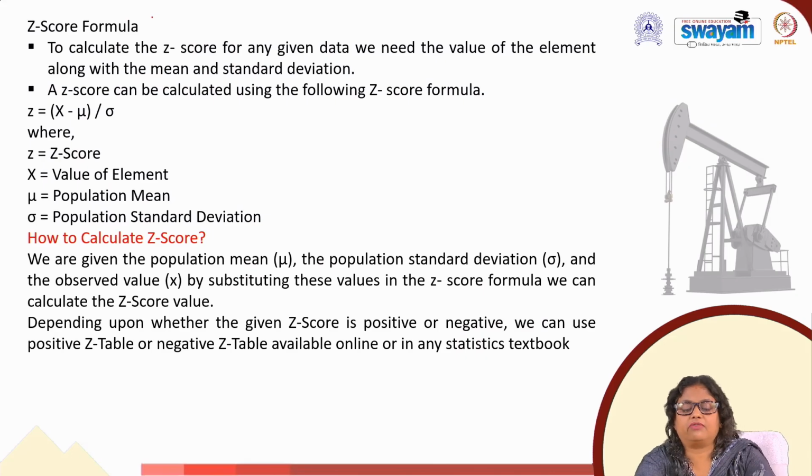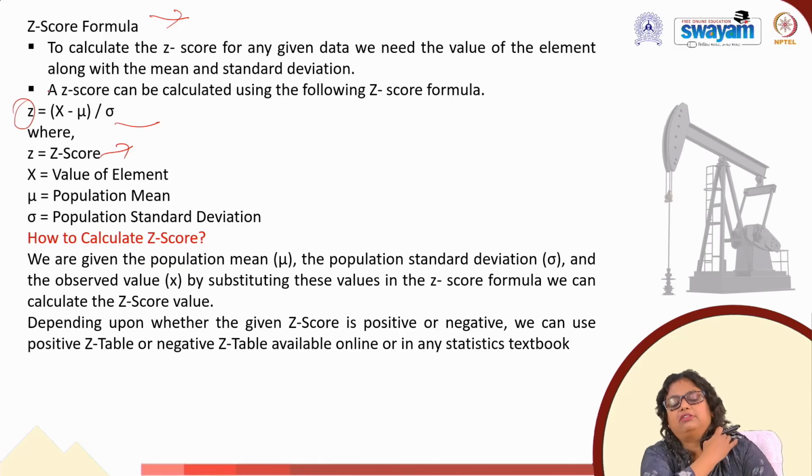Okay, so this is the formula here. To calculate the Z score for any given data, we need the value of the element along with the mean and standard deviation. So the Z score can be calculated using this formula. Z is nothing but the Z score, so here it is mentioned as Z.